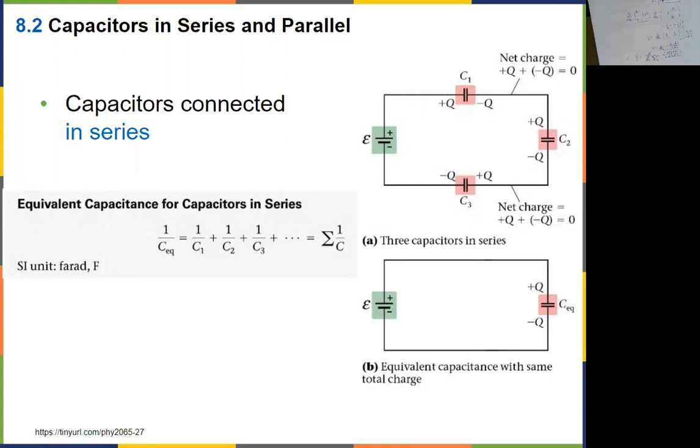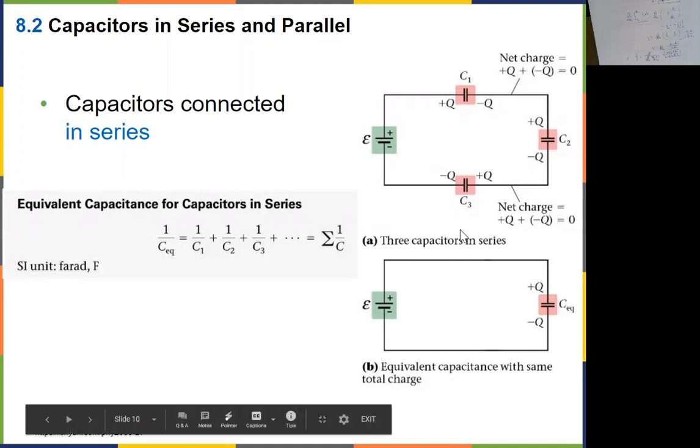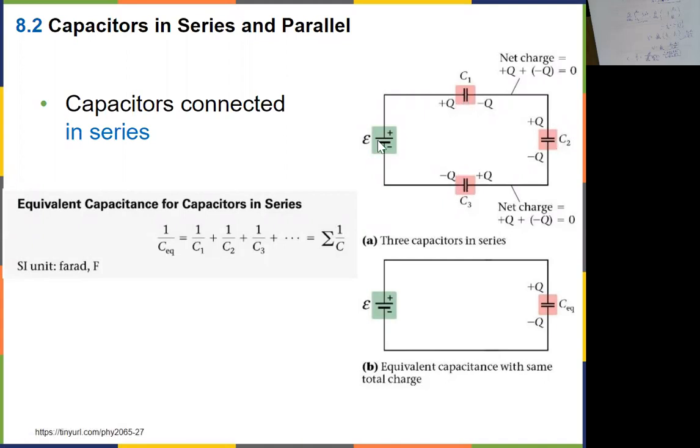So in a lot of cases, you have more than one capacitor in a circuit. For example, in this scenario, you have three capacitors connected one after another. Those are the three capacitors in pink, charged by a battery. So what would be the overall capacitance of these three if you connect them one after another?